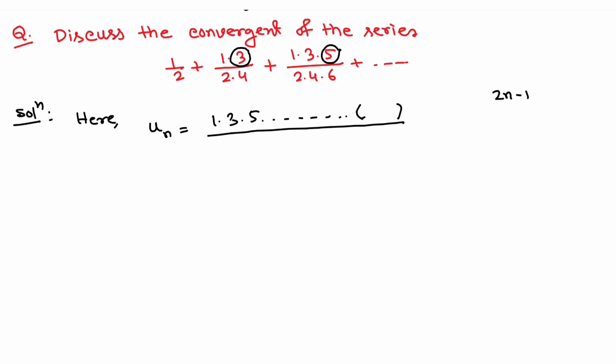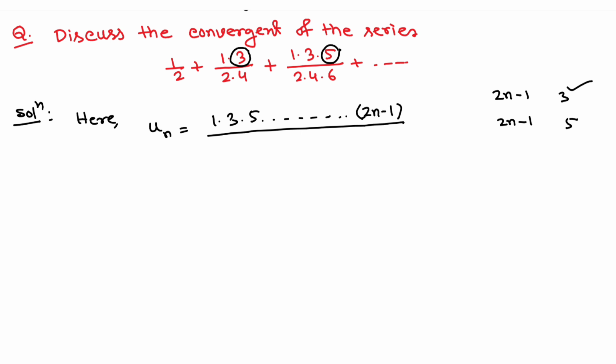3, 5, all these numbers are odd numbers. So if I write 2n minus 1, for n equals 2, this will be 4 minus 1, that means 3. Yes, it is correct. For n equals 3, 2n minus 1 is 3 into 2, 6, 6 minus 1, 5. Yes, it is correct. So the last digit will be 2n minus 1.